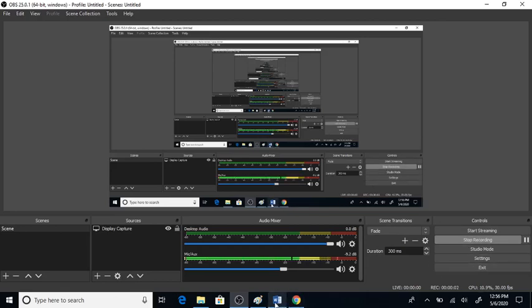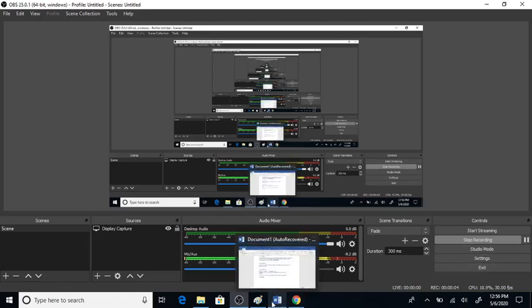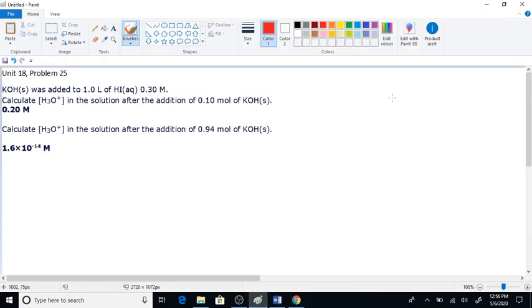Okay, Unit 18, problem 25, I do believe. Yes, there it is. So this is one of the trickier ones in the unit. So we'll just get started. First, we need the balanced reaction.